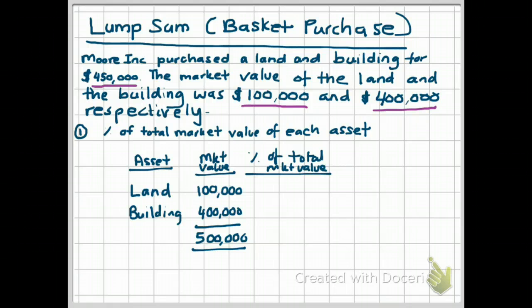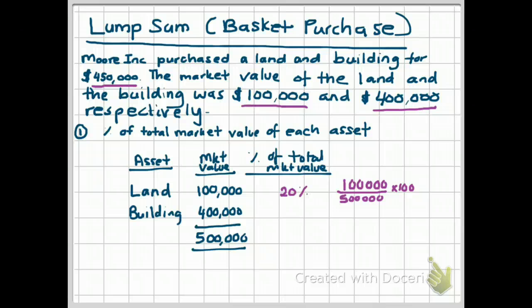The next step is to figure out how much is the market value of land as a percentage of the total market value, and then how much is the market value of the building as a percentage of the total market value of the lump sum. How do we figure it out? For land, we take the market value, which is $100,000, divided by the total market value of the whole purchase, the land and building, and then we multiply that by 100, which gives us 20%. This means that land is 20% of the market value of your purchase.